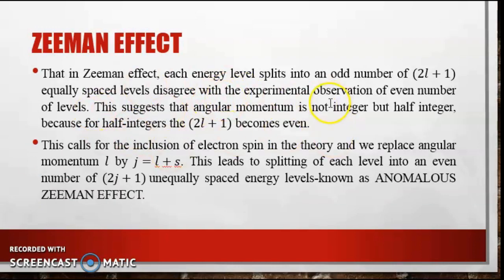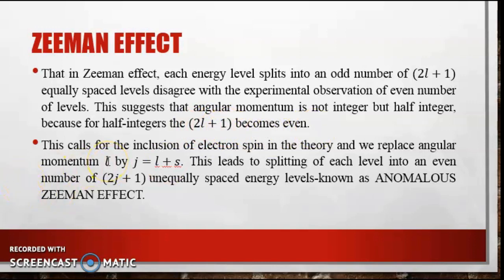Now, there is a contradiction between what we see in the normal Zeeman effect and what we observe in experiments. In the normal Zeeman effect, each energy level splits into an odd number, 2L plus 1, of equally spaced levels. This is totally in disagreement with the experimental observation. Now, what is the experimental observation? It says that there is an even number of levels, and the energy spacing between the levels is also not equal. So this suggests that the angular momentum is not an integer but a half integer, because for half integer values of L, 2L plus 1 becomes even.